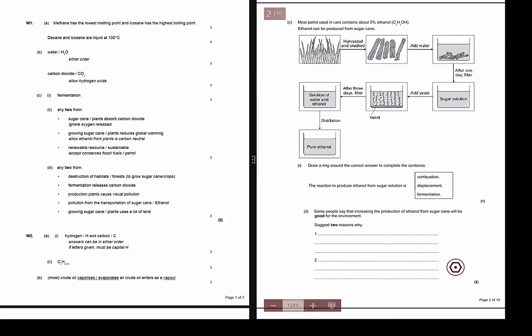Okay, question C looks at the production of ethanol. This production of ethanol is using yeast. So it is a fermentation reaction.